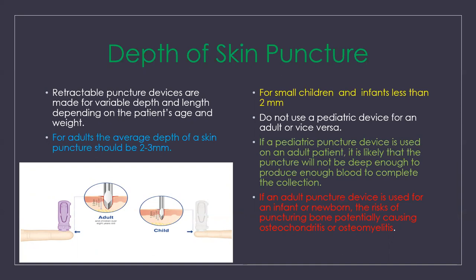If you use a pediatric device on an adult, it is likely that it's not going to puncture deep enough for you to get a good blood specimen. And if you use an adult puncture device on an infant or a newborn, you risk potentially hitting the bone, which can lead to osteochondritis or osteomyelitis, which is your possible bone infection.